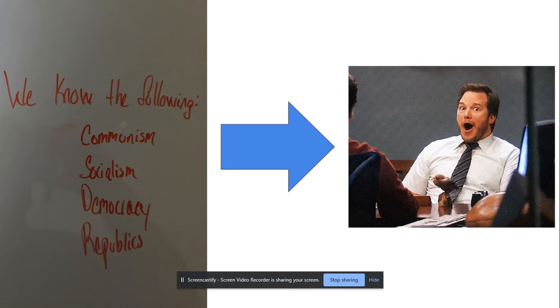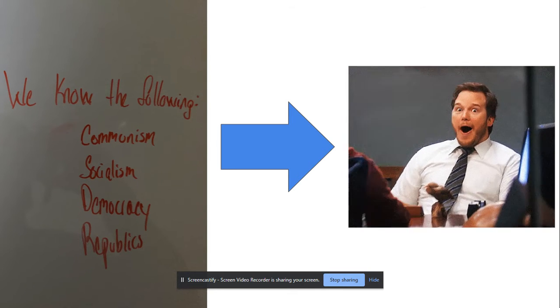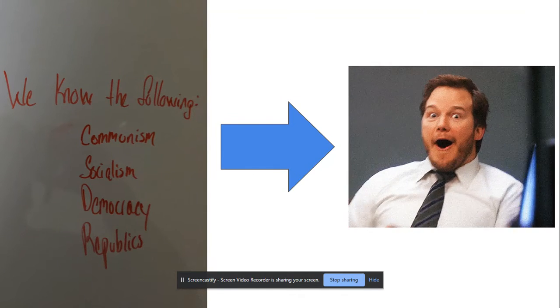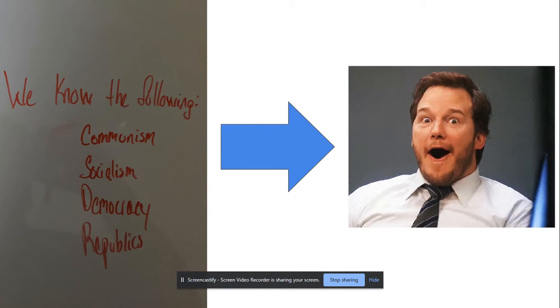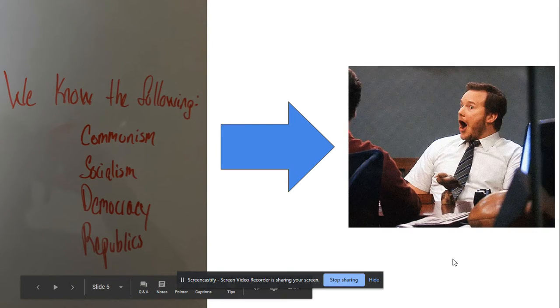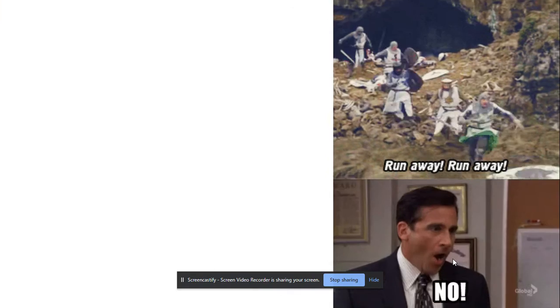Now, we already know the following. We know what communism is. You guys know what socialism is. You would certainly know what democracy is. And you guys have the concept of a republic down since at least the fifth grade, all right? So, like Andy Dwyer, you know what's going on, even if you don't know it off the top of your head right this second, all right?